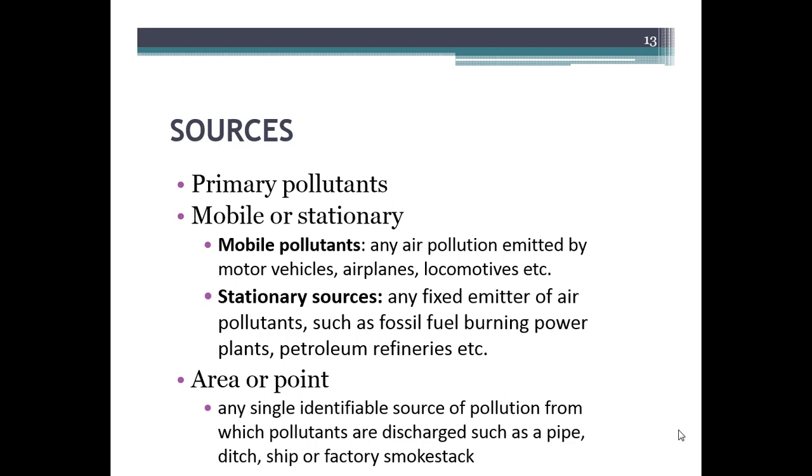Then we also have area or point sources of pollution. A point source is any single identifiable source of pollution from which pollutants are discharged, such as a pipe, a ditch, a factory, or a ship smokestack. Those would be examples of points. And an area source can be, for example, a farm whose farming activities release methane into the environment. Remember, the farm would not necessarily be a point in the way a pipe leak would be, but it would actually be a larger area.